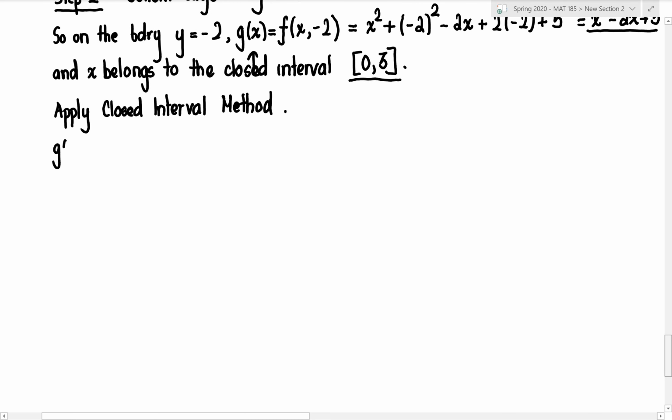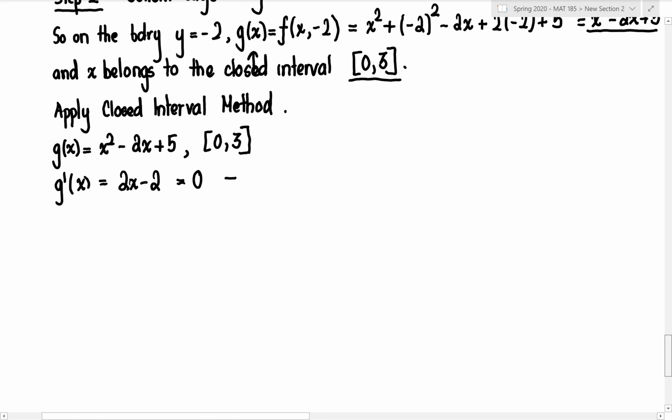Our function is g of x equals x squared minus 2x plus 5, and our x value is between 0 and 3. What we do first in the closed interval method is find the critical points. So g prime of x equals 2x minus 2. Set it equal to 0, and we get x equals 1. That's the critical point of my function. Is that critical point in our interval [0, 3]? The answer is yes.